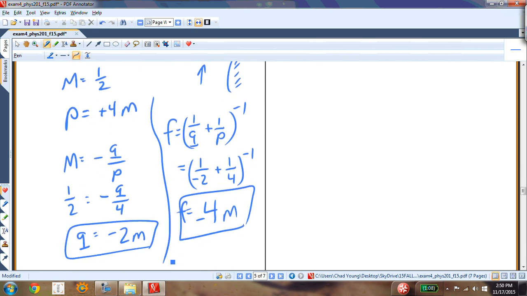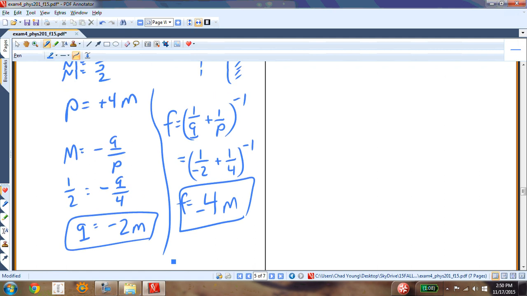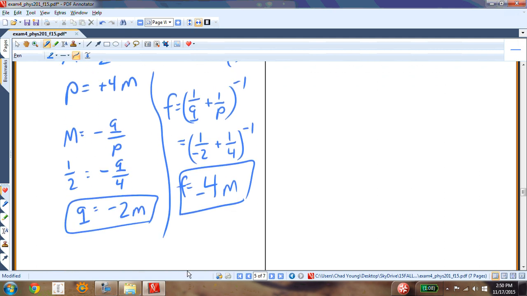Where is the image located? Well, the image is located to the right of the mirror. The object was located to the left of the mirror. Because this is negative, it's located to the right of the mirror.